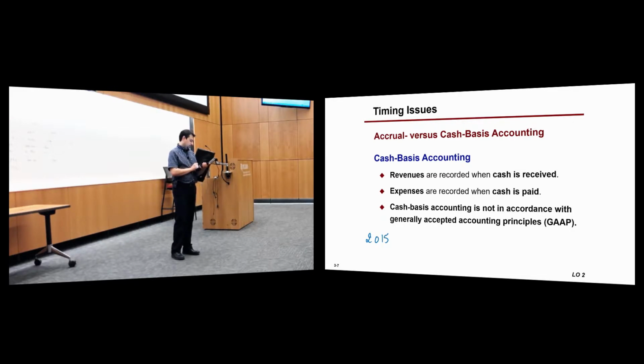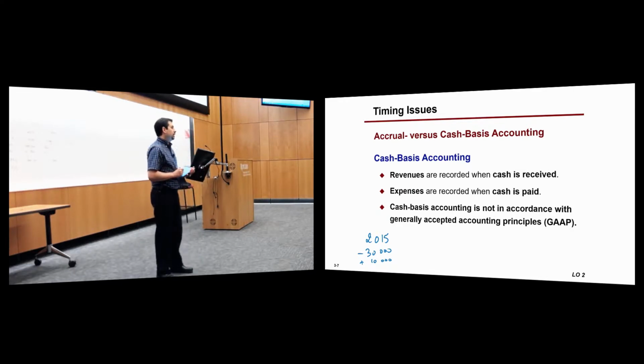Okay? So for example, in 2015, the company bought a truck for $30,000. They made revenues of $10,000. Did they make money or lose money? They used the same truck in 2016. So they didn't buy any additional trucks. They are using the same truck. Do they have any expenses? So zero expenses. What about the revenues? They also made $10,000.